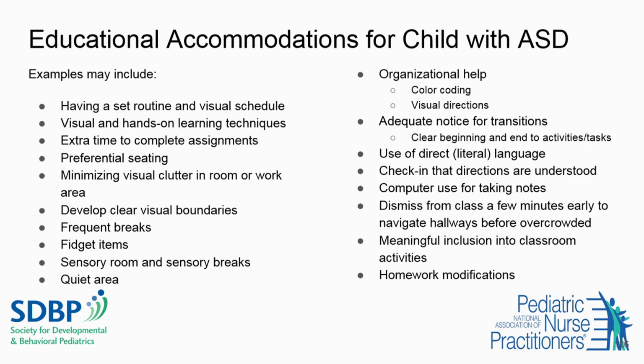They may need adequate notice for transitions and a clear beginning and end to their tasks. Another thing that schools will often do is let the child, if they're changing classes, transition to the next class before everybody else goes out in the hallways and goes crazy between changes for classes. And then we can do all kinds of things to help them be organized, color coding, and doing things visually and providing a lot of support that way as well.